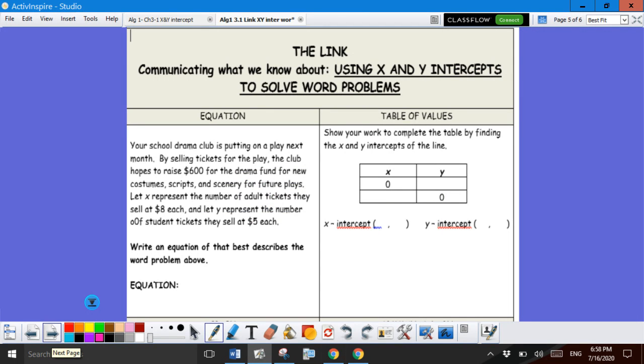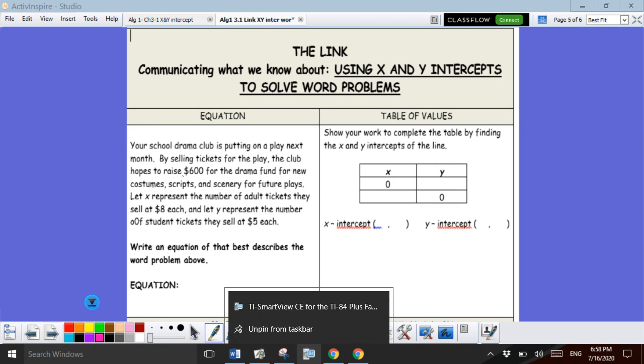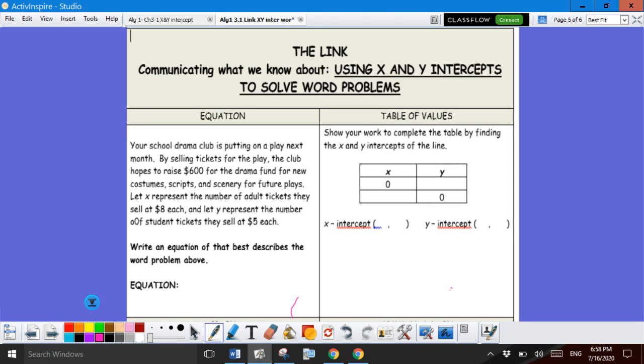As part of that, it says, by selling tickets for the play, the club hopes to raise $600 for the drama fund for new costumes, scripts, and scenery for future plays. Let X represent the number of adult tickets they sell at $8 each, and let Y represent the number of student tickets they sell at $5 each. If I follow what we've been doing, I know I have a total, and X is adult tickets and Y is student tickets. That's just going to help me remember what I'm doing.